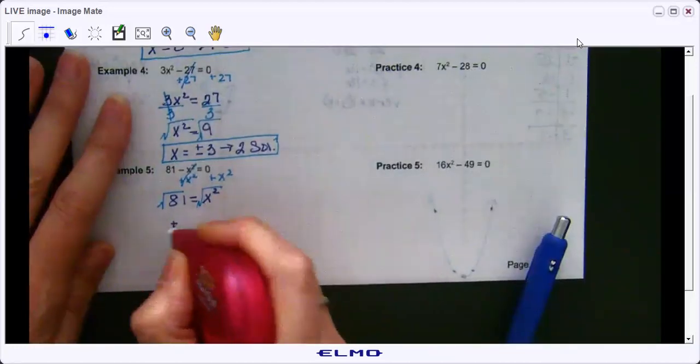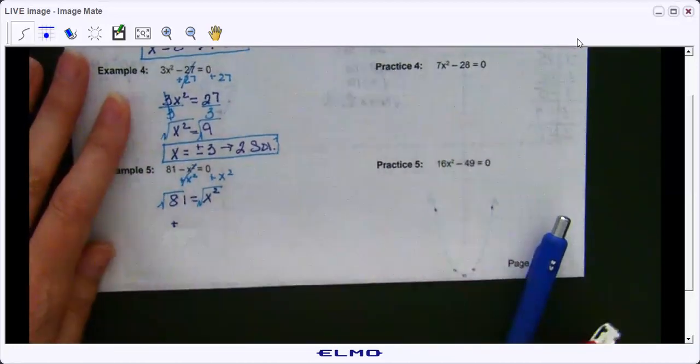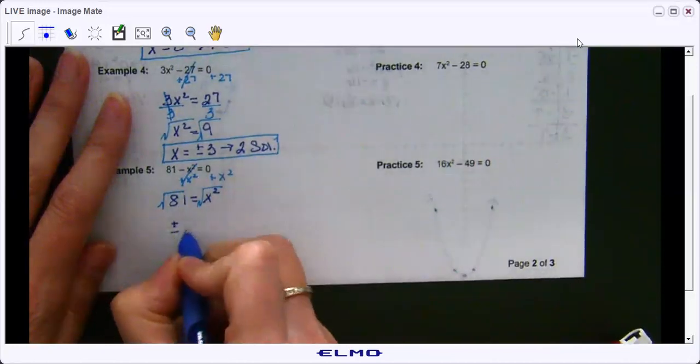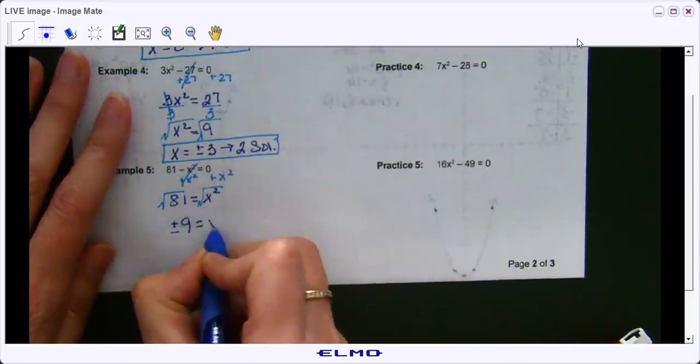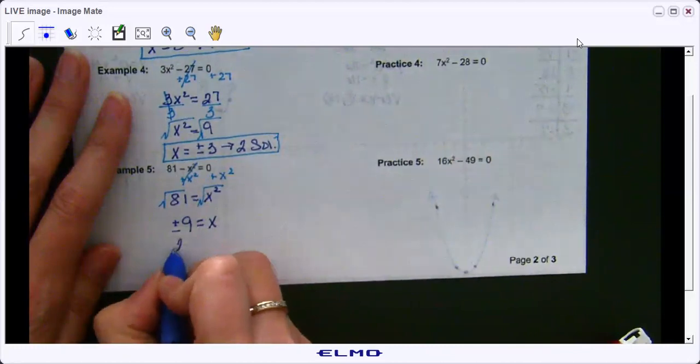What am I doing? That was weird. So it's plus or minus 9 equals x, and then there are 2 solutions.